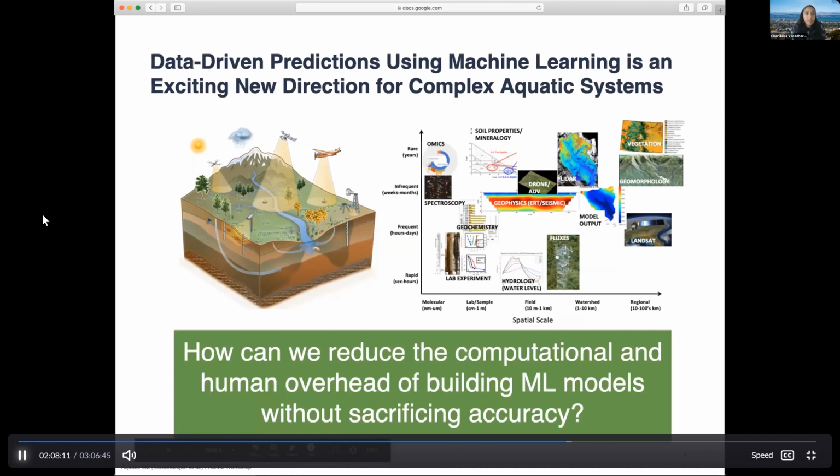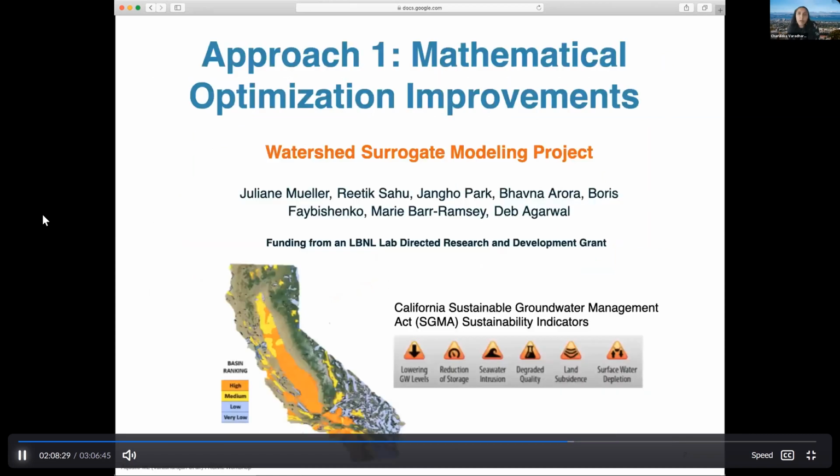We need to think about reducing the computational and human overhead of building machine learning models without sacrificing accuracy. So today I'm going to talk about a few approaches we're using in 2 projects to address this challenge. The first approach is to make mathematical improvements, which is what we're doing for a project that uses surrogate models combined with machine learning to predict groundwater levels in California.